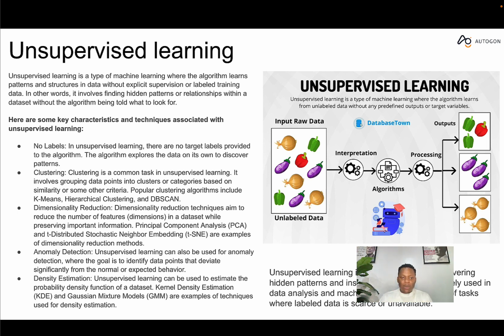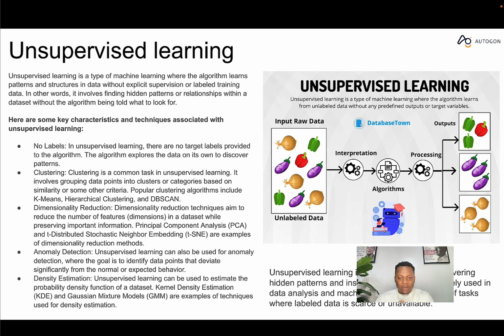In other words, it involves finding hidden patterns or relationships within the data set without the algorithm being told what to look for. And yes, unsupervised learning is actually a beautiful part of machine learning. Here are some key characteristics and techniques associated with unsupervised learning. No labels, yes. Clustering, yes. So clustering is a common task in unsupervised learning. It involves grouping data points into clusters or categories based on similarities or other criteria.